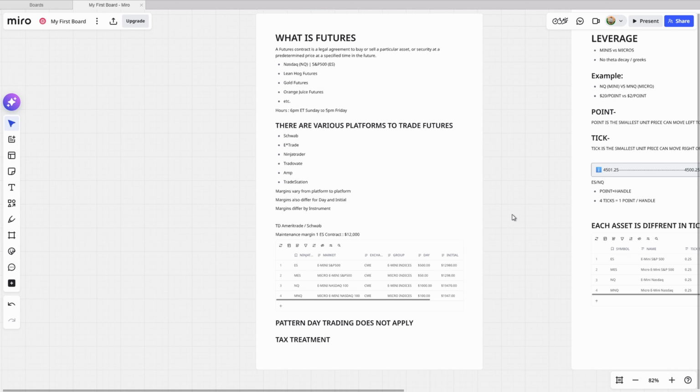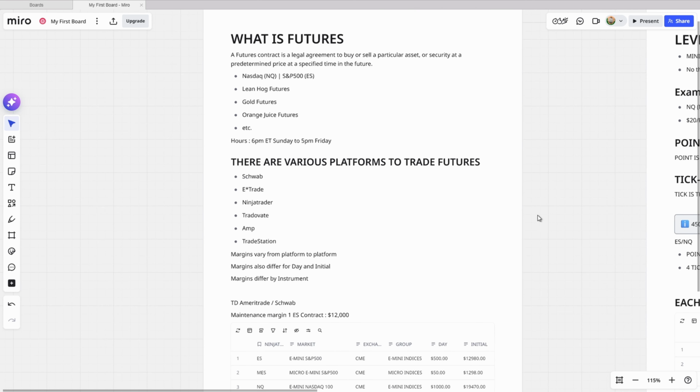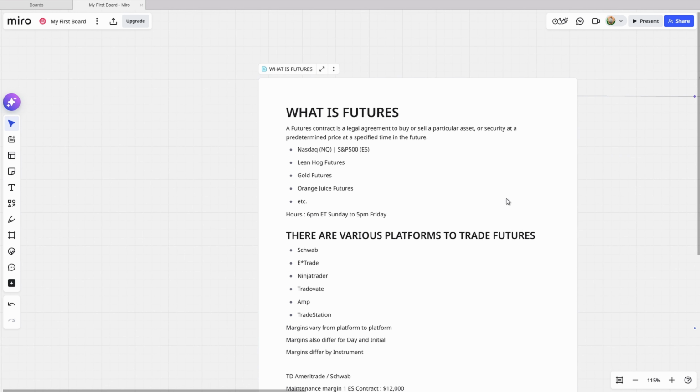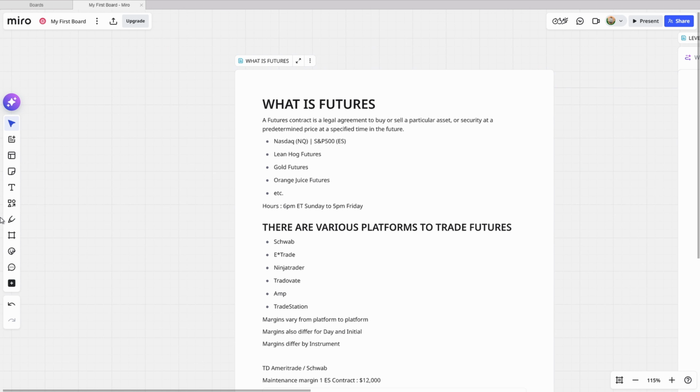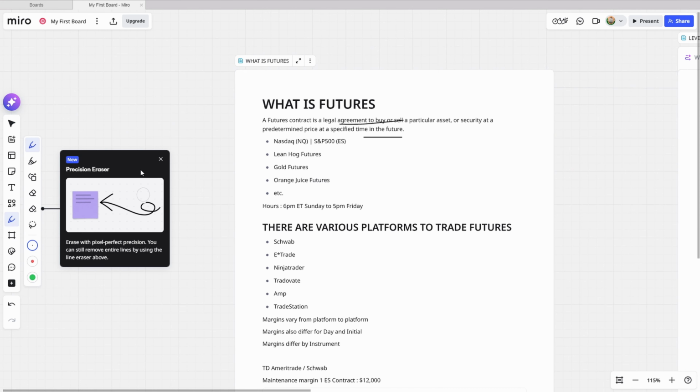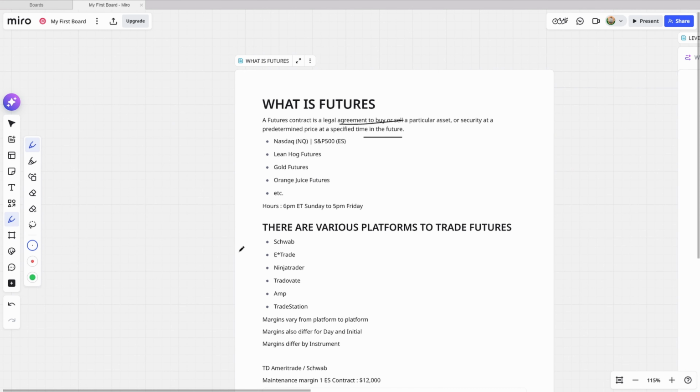A futures contract is essentially a legal agreement between two parties to buy or sell a specific asset at a predetermined price on a specified date in the future. That's the textbook definition. Now, instead of overcomplicating it, just understand this. When you trade futures, you are not buying the physical asset itself. You're trading a contract that represents that asset. If you want a deeper legal or institutional explanation, I would suggest doing your own research as well.